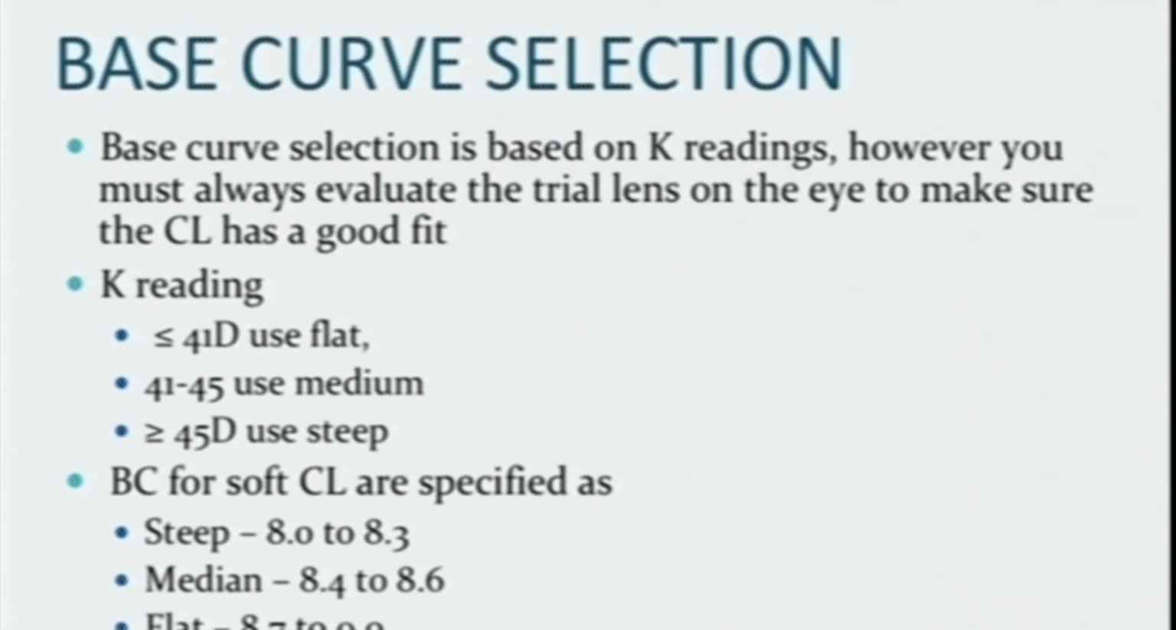How do you select the base curve? Base curve selection is from the K readings which you have evaluated previously, and usually the K reading will be flat, medium or steep, accordingly less than 41, 41 to 45, or above 45. And the base curve for soft contact lens will be specified as steep, median and flat, depending on 8 to 8.3, 8.4 to 8.6, or above 8.7.